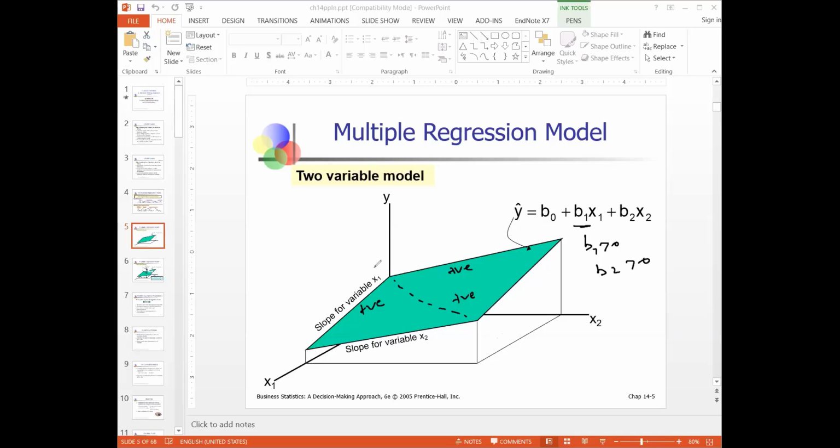We usually don't draw three-dimensional graphs, but it gives us an idea of how it will look. We cannot draw more than three dimensions, so luckily you don't have to study that graph. Okay, let's move forward.